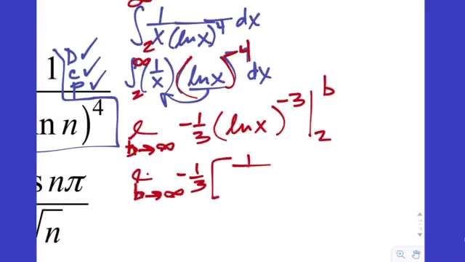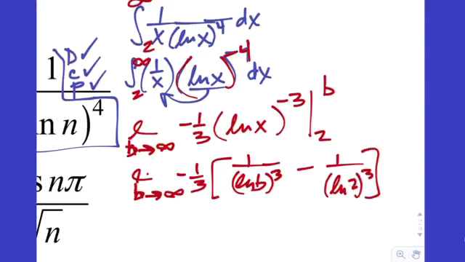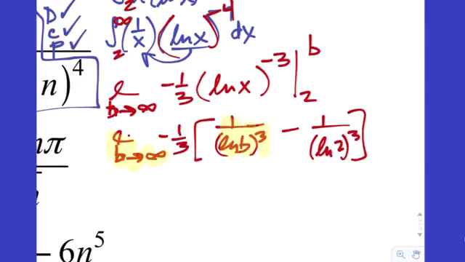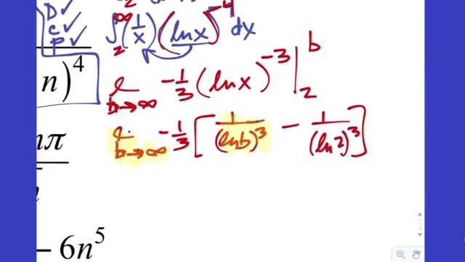So I'm going to write that as 1 over the natural log of b cubed minus 1 over the natural log of 2 cubed. And now we evaluate it. There's only one b term, and there it is. The natural log of b goes to infinity. Infinity cubed goes to infinity. What does 1 over infinity go to? 0. So this ends up being negative 1/3 times a negative, which makes it positive 1/3.